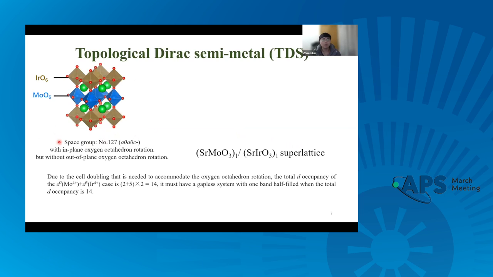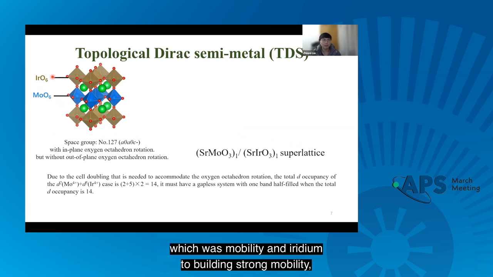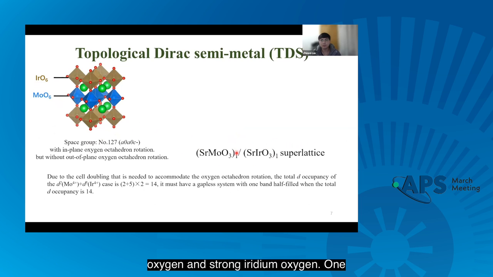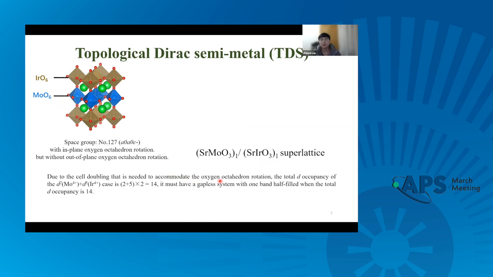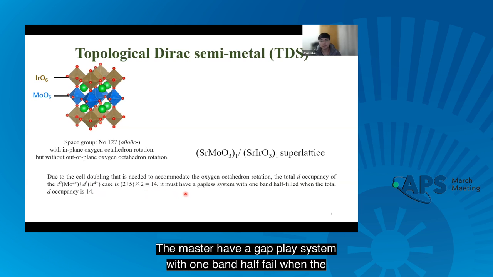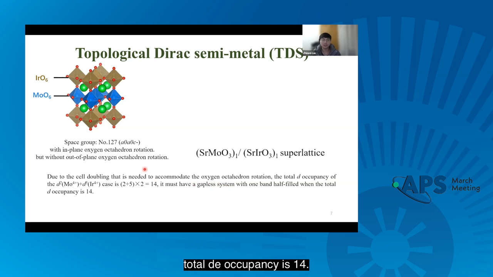Second example, we choose molybdenum and iridium to build the strontium molybdenum oxygen and strontium iridium oxygen 1-1 superlattice. Due to the cell doubling that is needed to accommodate the oxygen octahedron rotation, the total d occupancy of the d2 plus d5 case is 14. It must be a gapless system with one band half filled when the total d occupancy is 14.